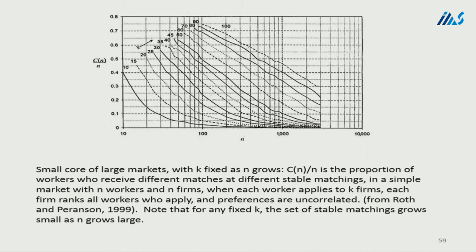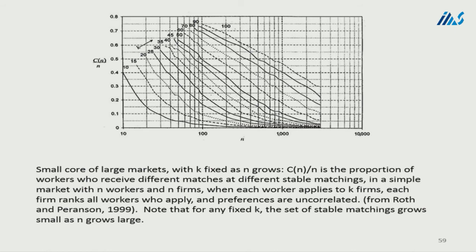And we say, pick a K, pick your number, how many places you can apply to, and hold it constant as the number of firms gets large, or the number of jobs gets large. And now you say, look at that. Supposing you can only apply to 15 places and the number of firms gets large. How big is the core? How many people have different matchings at the core? You get up to 1,000 firms now and it's hardly anyone.